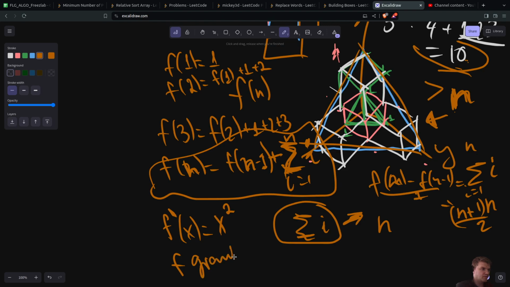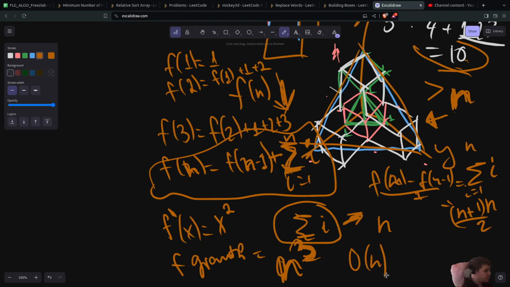like n cubed. So the growth is n cubed. That means that the complexity is going to be, so we are calculating it every time with a faster rate. So it's definitely not linear as time complexity for this algorithm.